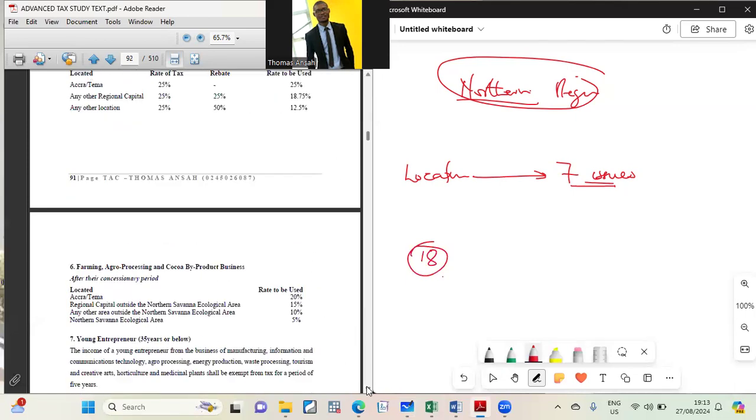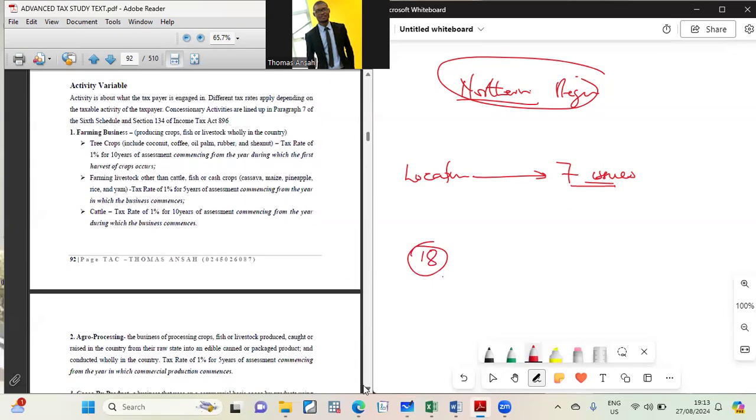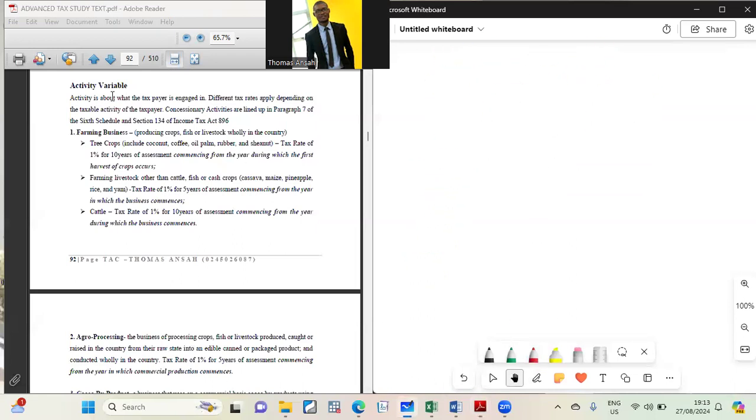Now let's look at the activity variable. Activity is what you do, like the business you're actually doing. All right, and the tax incentives surrounding it. So if we look at the activity variable, we look at the farming business. Now, in a farming business, we know that what is farming? Farming is just production of crops, rearing of animals, and fish farming. All right. So basically, that is that.